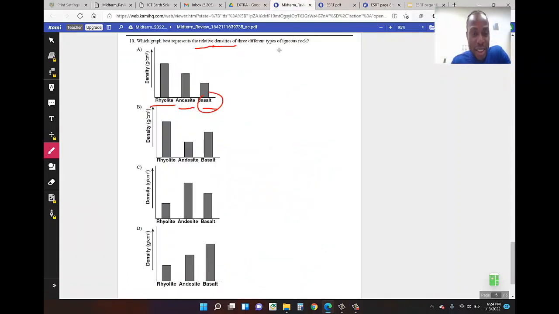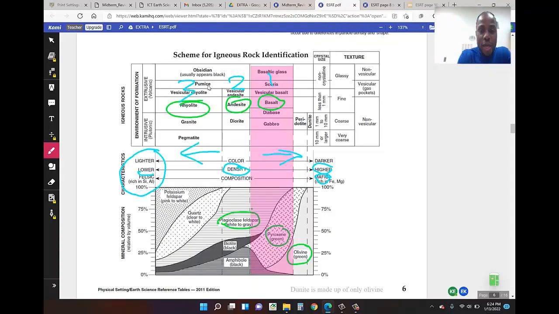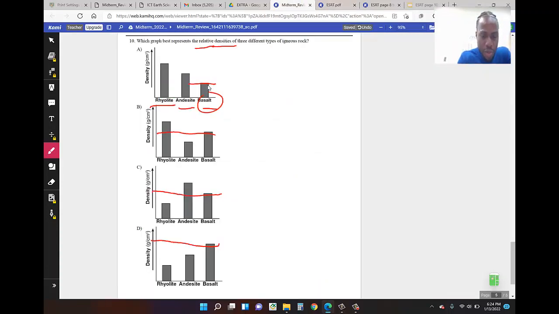So basalt, highest density. So we are looking for the graph where basalt has the highest bar in terms of density. So it's definitely not this. Basalt's too low here. Definitely not this as well. Basalt has to be the highest. Remember, it has the highest density. Definitely not this as well. Once again, basalt has to be the highest. And yeah, here basalt is the highest, followed by andesite, right? So one basalt, two andesite, and then lastly rhyolite. So basalt, andesite, rhyolite. So our correct answer here is D.